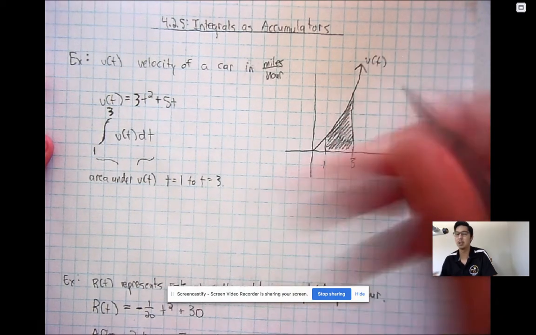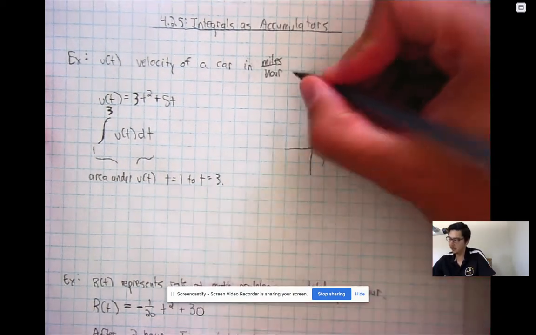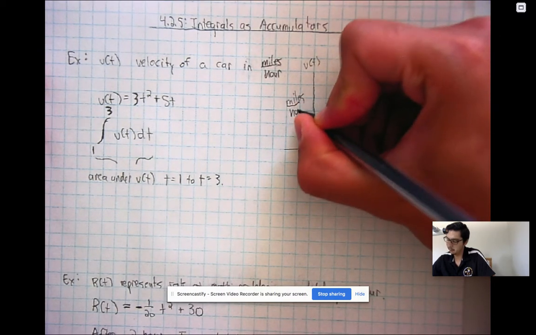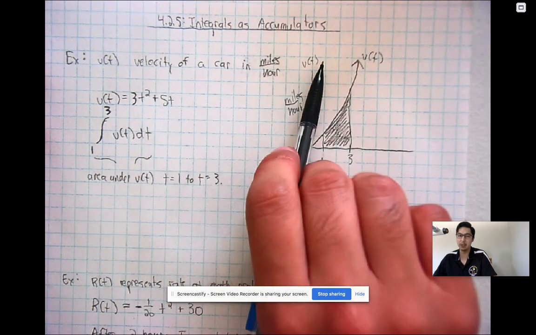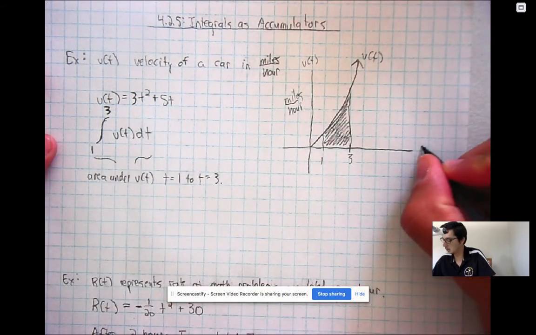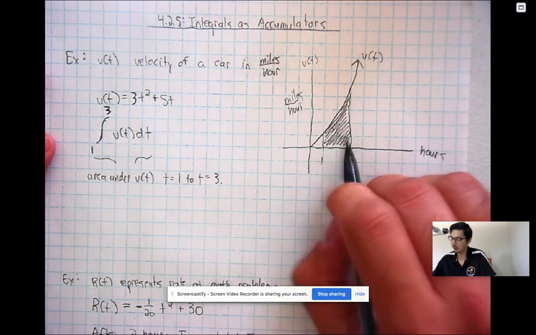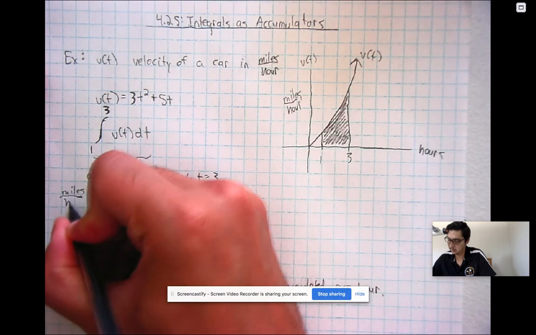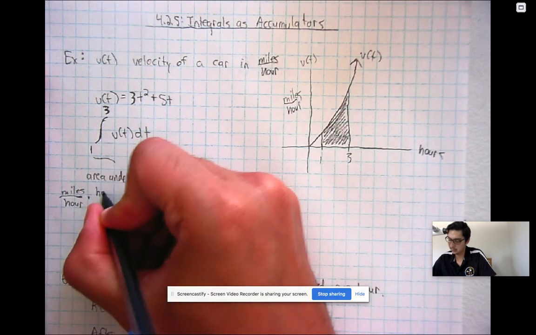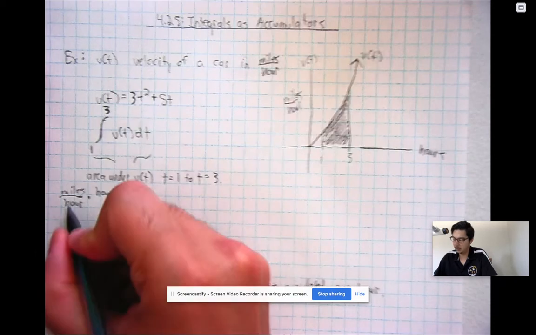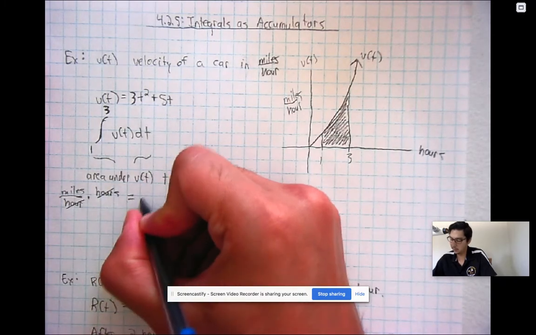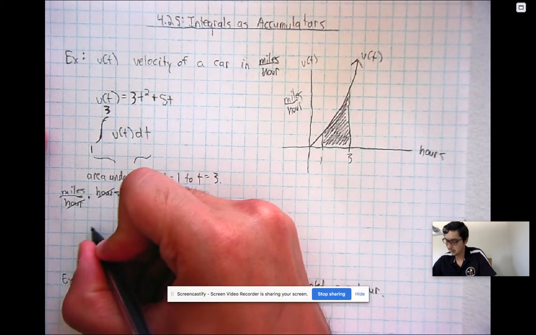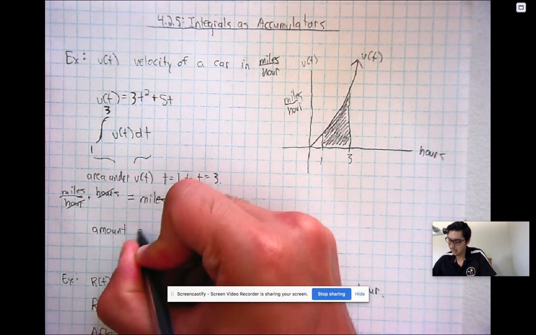Now, what's happening here when we talk about context? Remember, v of t was in miles per hour, and we're talking about per time as t changes, which is in hours. So if we find the area under the curve here, that's going to be miles per hour times hours. And if you notice, the hours cancel to 1, so what we're left with is miles. So the area under the curve here is going to give us an amount of miles.